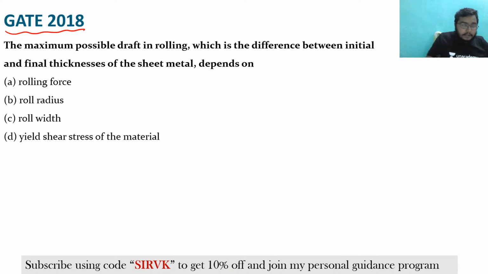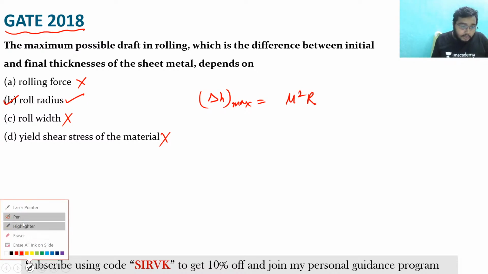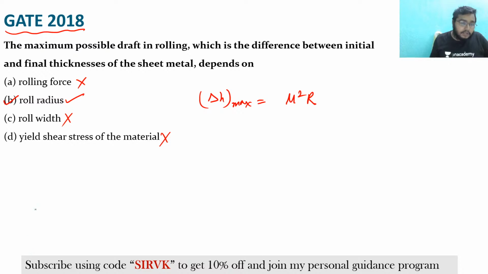Same question is there. Maximum possible draft in rolling, which is the difference between initial and final thickness of the sheet, depends upon what? You know that maximum possible draft depends upon mu square R. Fine, mu square R. So rolling force, no. Roll radius, yes. Roll width, no. So option B would be there. So understand this. My motto is to give you the concept.